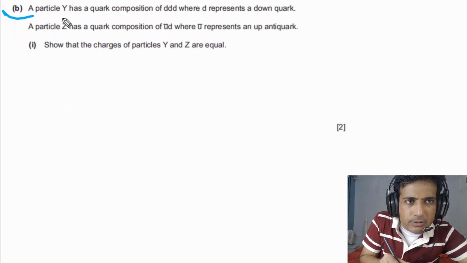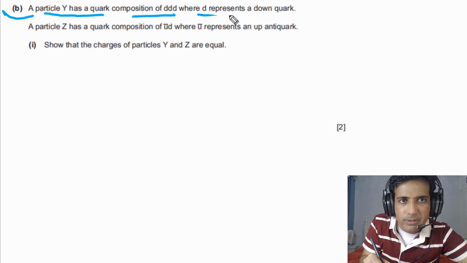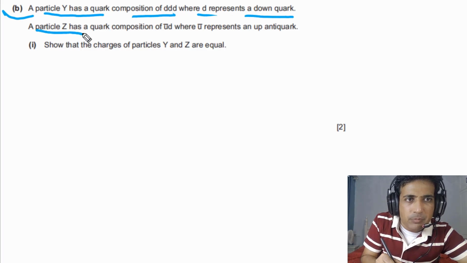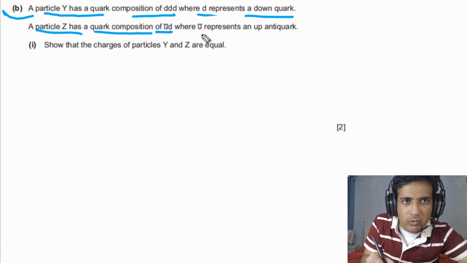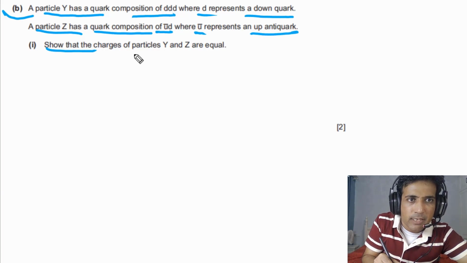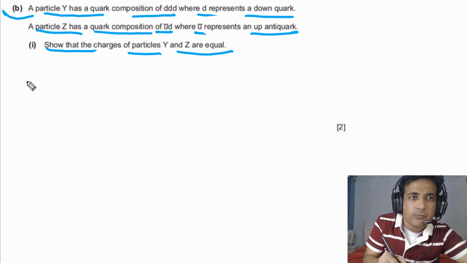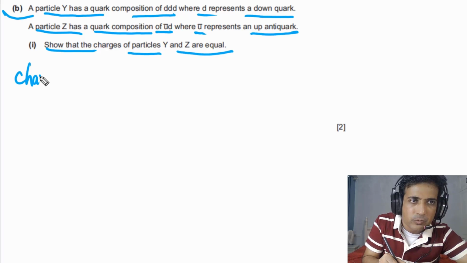For part B, we are given a particle Y with a quark composition of DDD, where D represents a down quark, and a particle Z with a quark composition of an up antiquark and a down quark. It is also given that U bar represents an up antiquark. We need to show that the charges of particles Y and Z are equal. First of all, we can find the charge on particle Y.